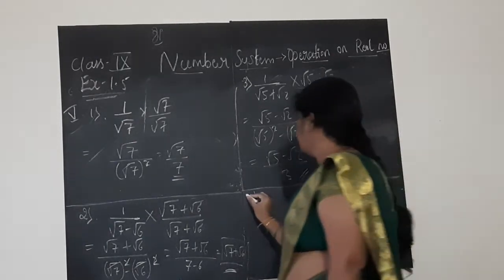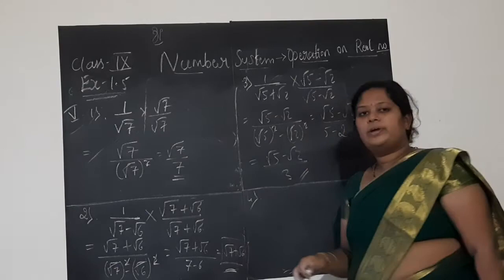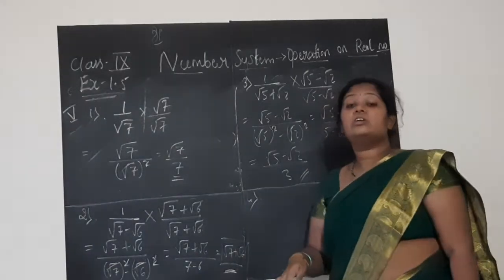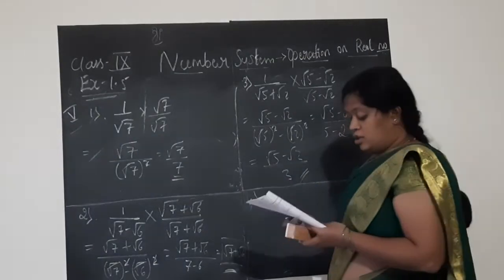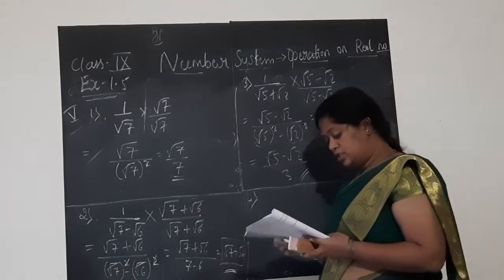Am I a bit fast? No problem. You can rewind the video now. I am going a bit fast. You need to complete the portions, children. You will be having FA1, FA2, FA3, FA4, SA1, SA2, everything. So we need to complete the portions faster.